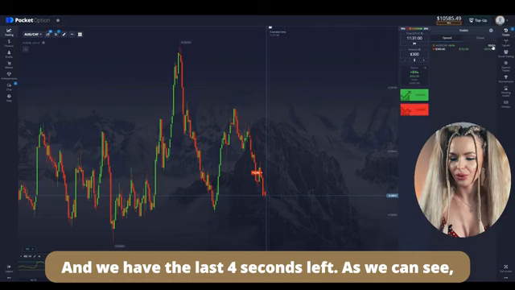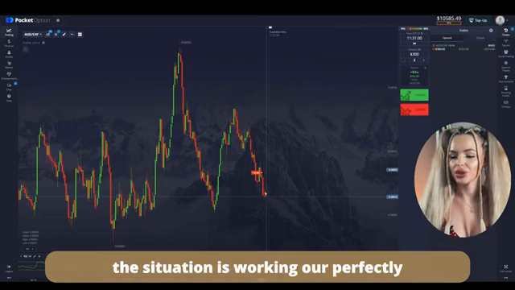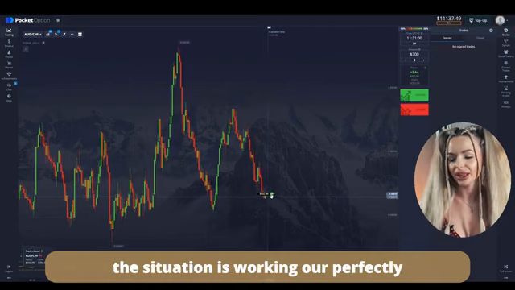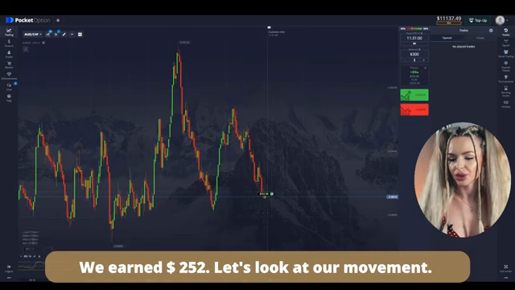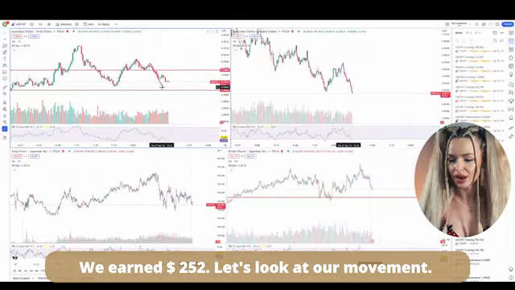And we have the last 4 seconds left. As we can see, the situation is working out perfectly. We earned $252. Let's look at our movements.